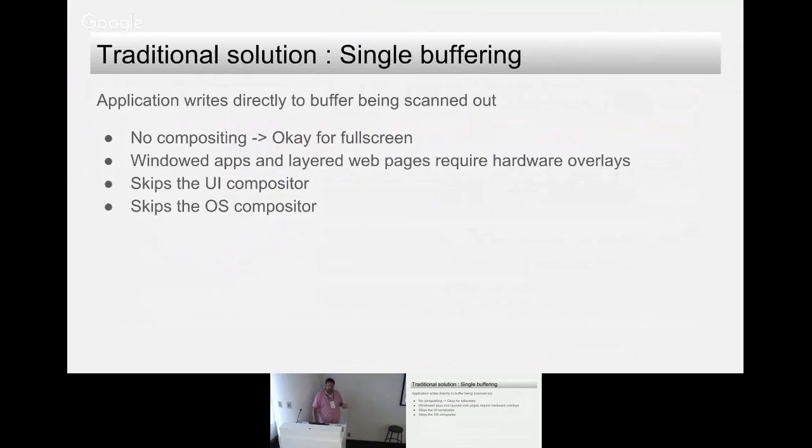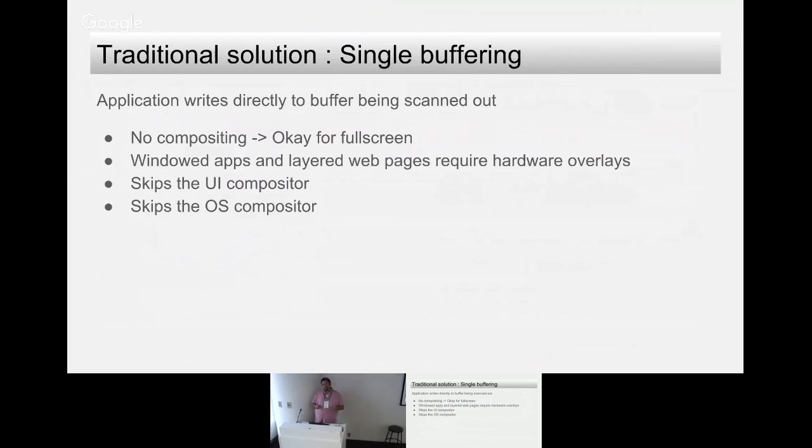And in single buffering, well, the application simply writes pixel values into a buffer that gets scanned out directly. So in the simplest incarnation of single buffering, you can't have any compositing, so that's okay for a full screen app. But when you have windowed applications or just a region of a web page that needs to update, well, then you need something called hardware overlay. So this is a feature that not all graphic systems have.